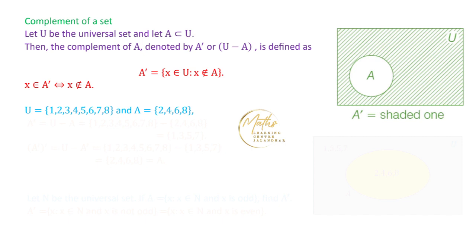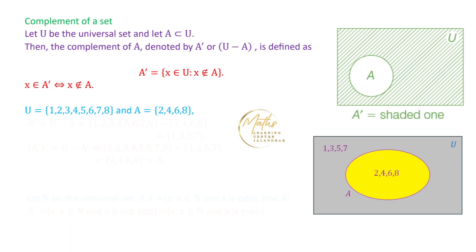So this situation is shown over here with this Venn diagram. We are saying that U is the universal set. A has the elements 2, 4, 6, 8. Universal set has elements 1, 2, 3, 4, 5, 6, 7, 8. That is, it has all natural numbers from 1 to 8. Then A is the set of even natural numbers from 1 to 8.